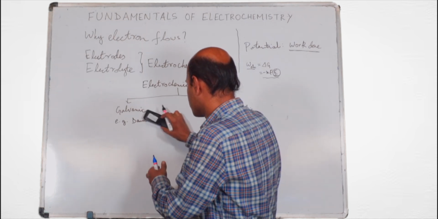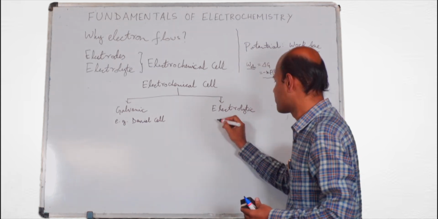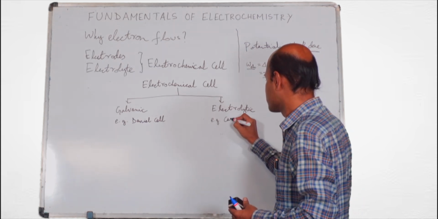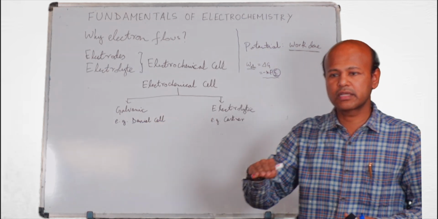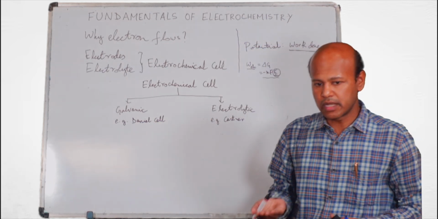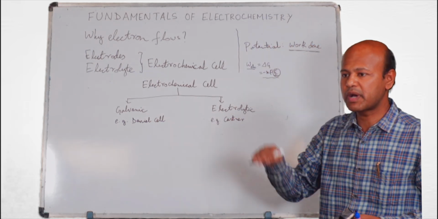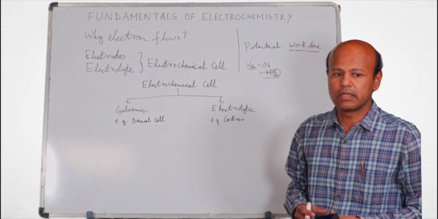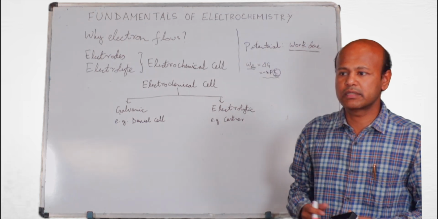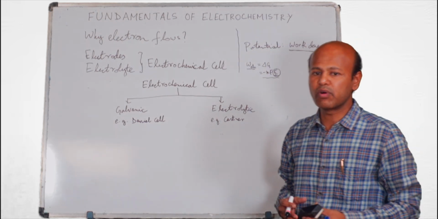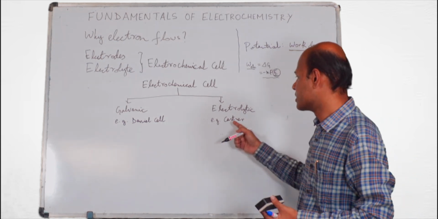And for the electrolytic cell, you can take the Downs cell as an example. Here you get the opposite. Again, I repeat, in a Daniel cell chemical energy is converted to electrical energy. And in the electrolytic cell, we have to pass electricity to get the chemical reaction. The example is sodium electrodeposition, which happens in a Downs cell. It deposits sodium from molten sodium chloride. So we get the chemical reaction by applying electricity in this electrolytic cell.